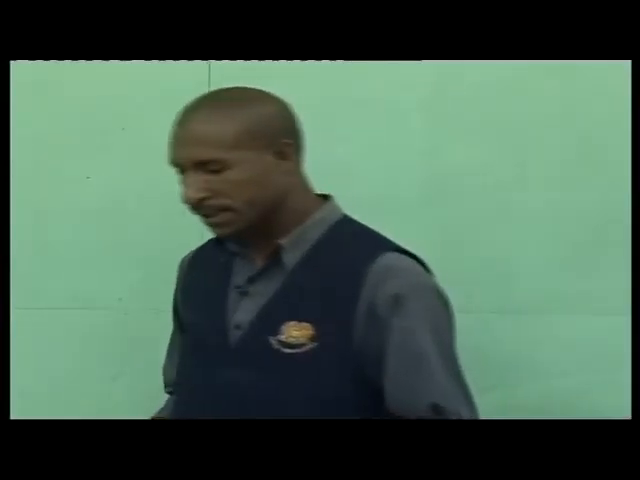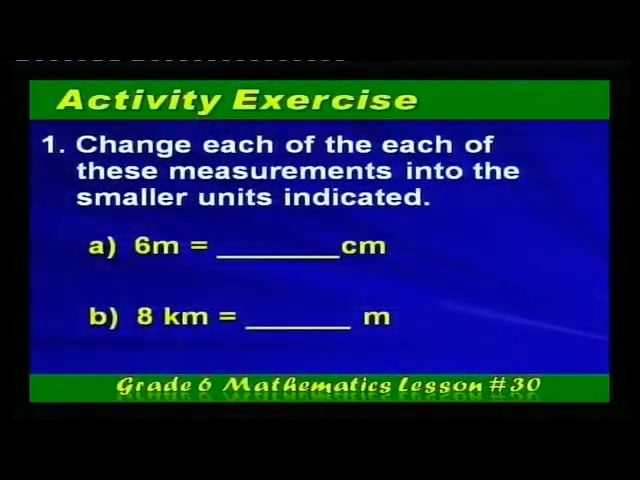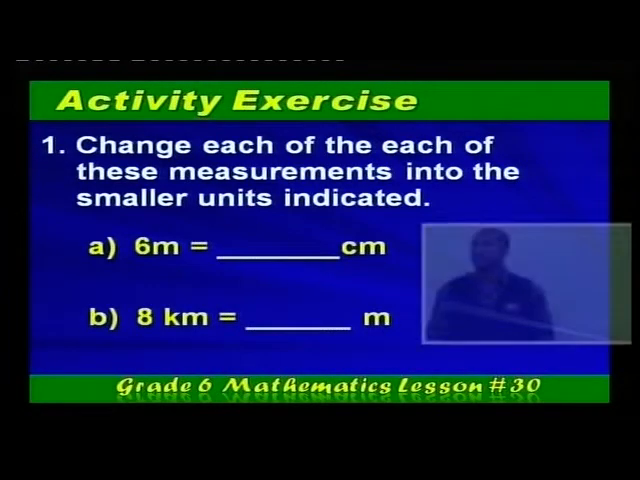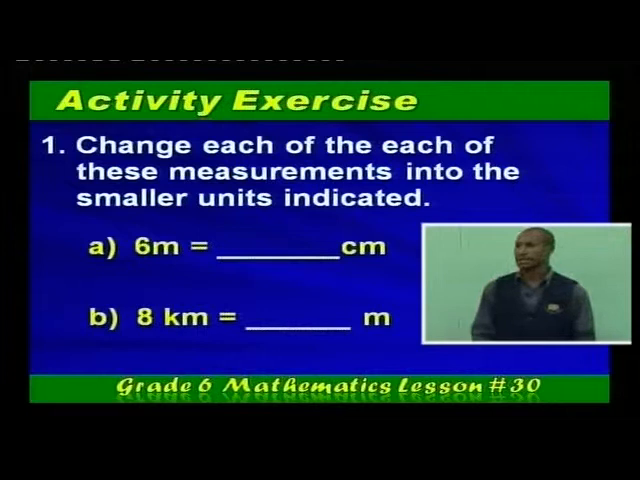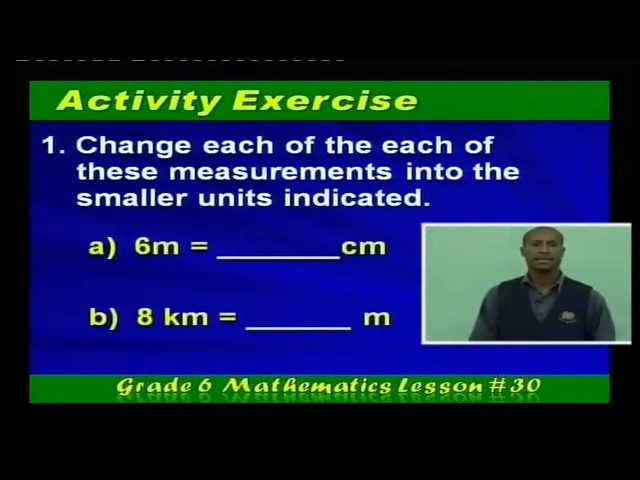Now, let's go to our activity. We have 2 exercises to do here in this lesson. Exercise 1, change each of these measurements into smaller units. So they are given in bigger units. You have to change them in smaller units. A, 6 meters is equal to how many centimeters? And B, 8 kilometers is equal to how many meters? Receiving students and 6s, I'll give you 3 minutes to complete that exercise before we go to the next exercise number 2.